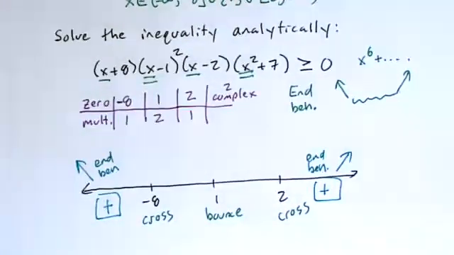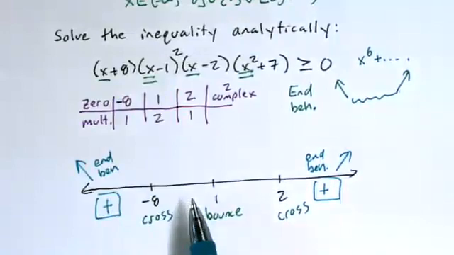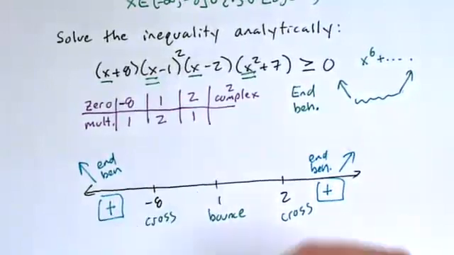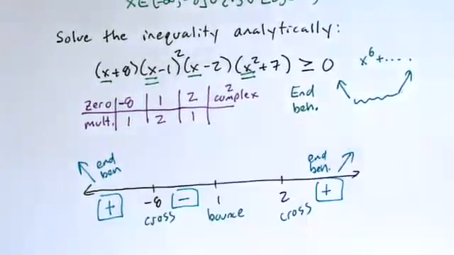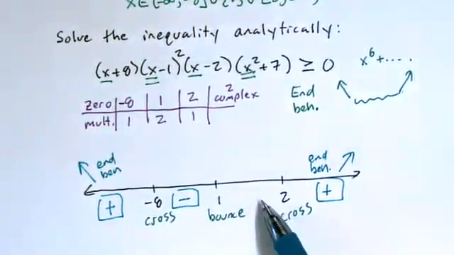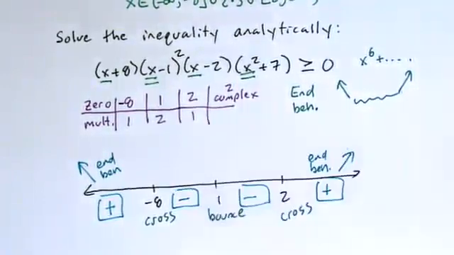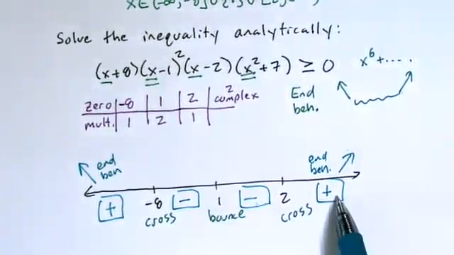All right, now think about cross and bounce. If I'm positive here and I've got to cross the x-axis at -8, where am I going to be on the other side of -8? We're crossing from positive to a negative. So from a positive, I'm going to cross down to a negative. And then I'm going to come up and I'm going to bounce off at 1, but I'm still going to be negative because I just bounced off. I didn't cross over. And then I'm going to cross at 2, which is going to send me back to positive.